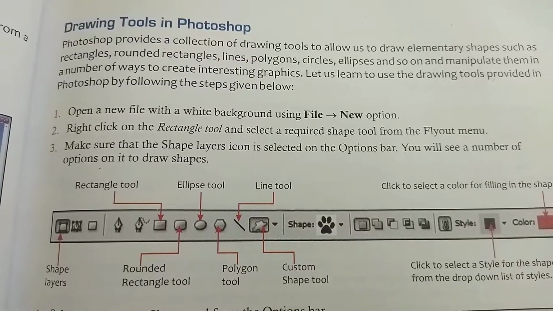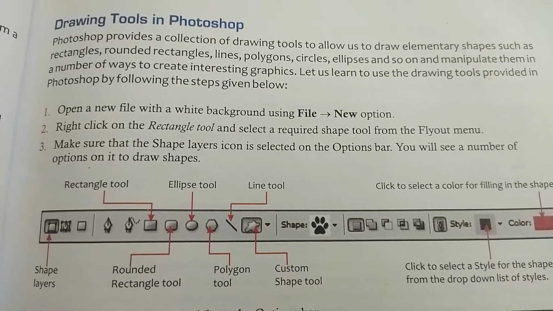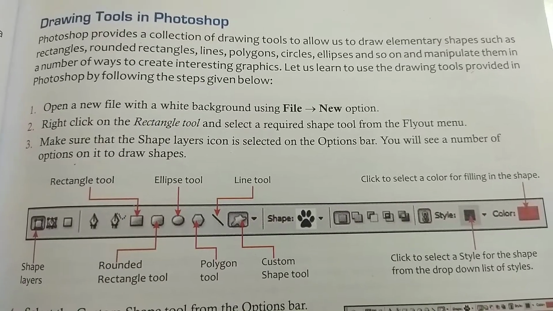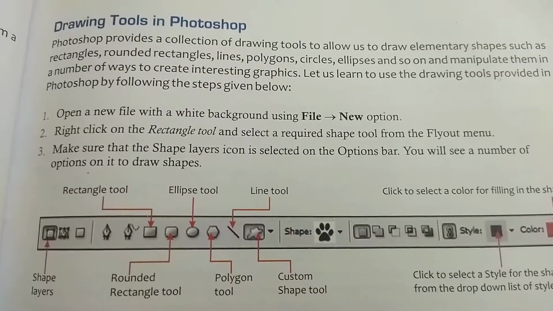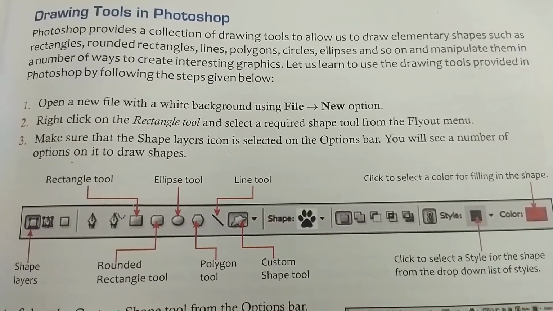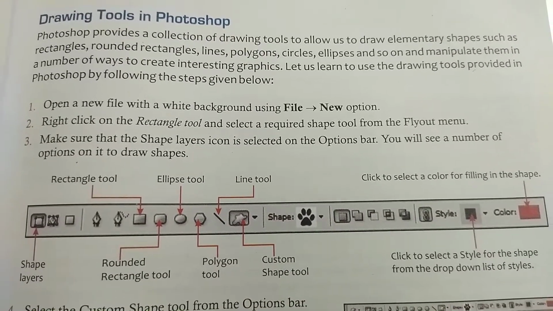Now, class 8, drawing tools in Photoshop. Photoshop provides a collection of drawing tools to allow us to draw elementary shapes such as rectangles, rounded rectangles, lines, polygons, circles, ellipses, so many tools. So you can use these tools.